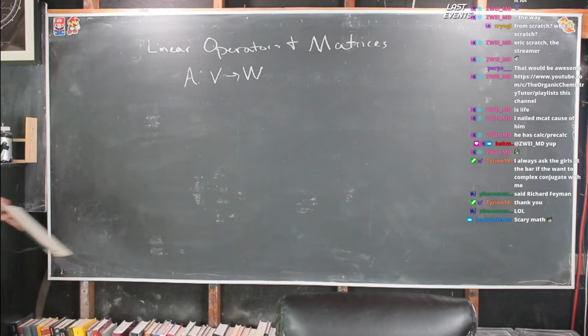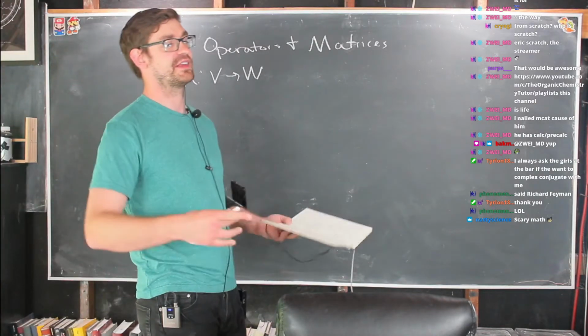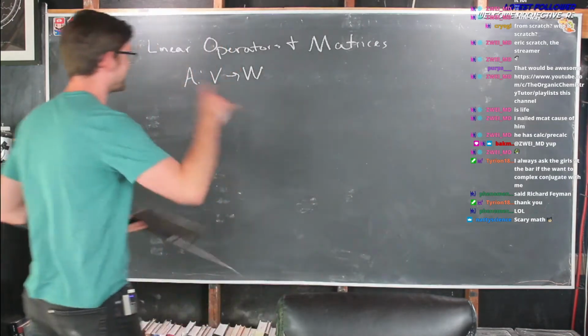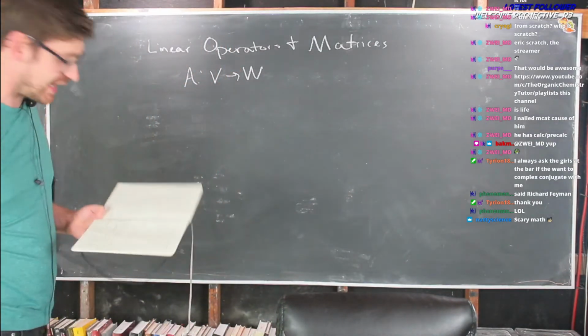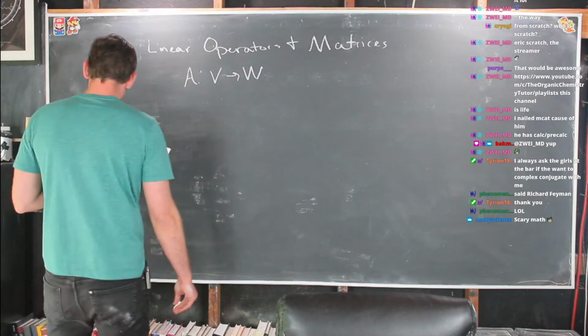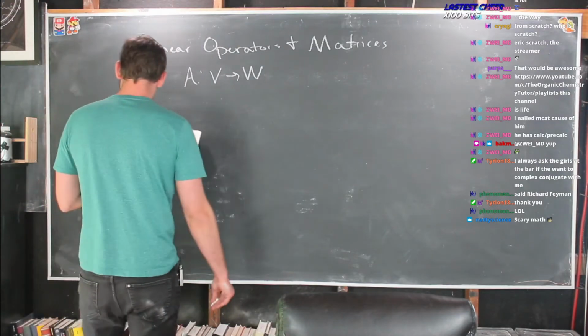Yeah, it's basically like, how do you take one vector space and transform it into another vector space? What type of formulas or functions can we do with this? So let's go over some things.